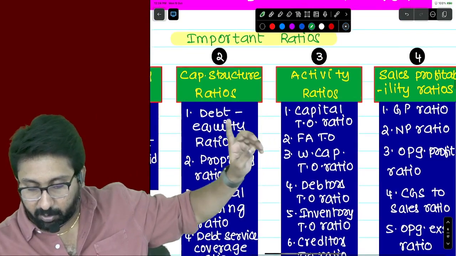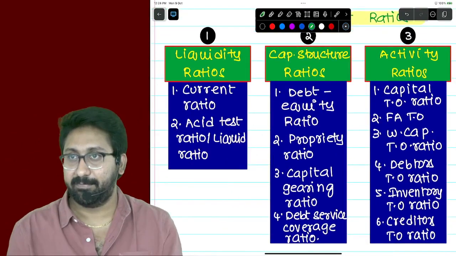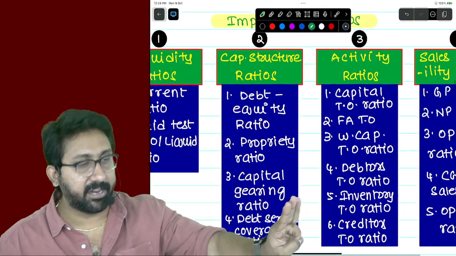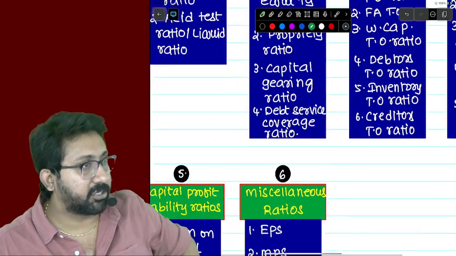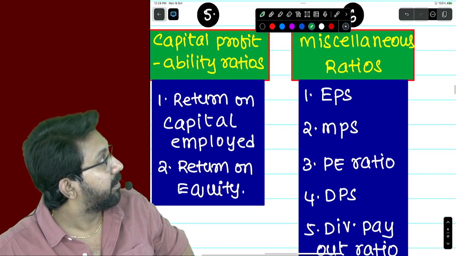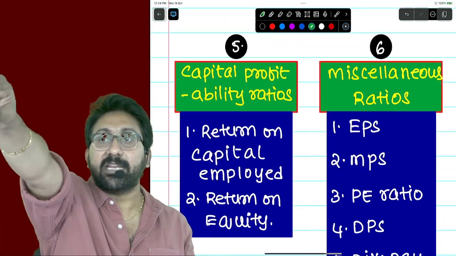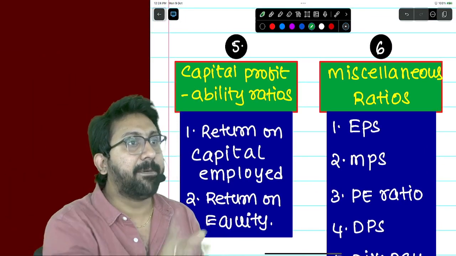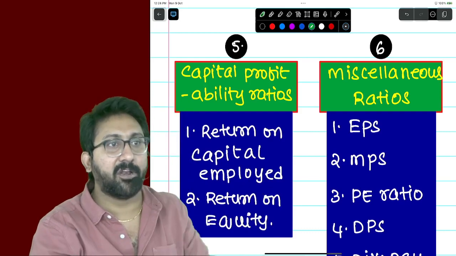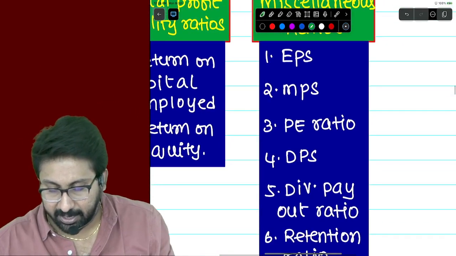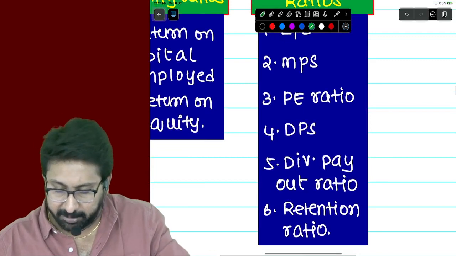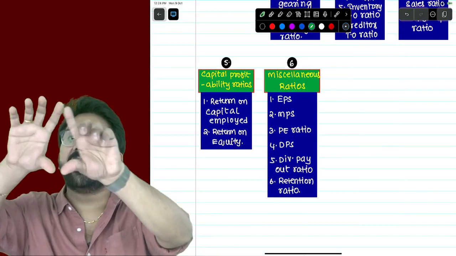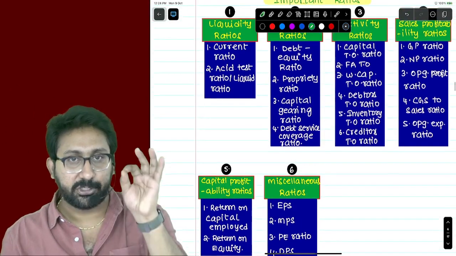So what are the four ratios we just read? Liquidity ratio, capital structure ratio, activity ratio, sales profitability ratio. What is the next one? You should answer, I should listen. Sales profitability ratios, sales is in the denominator. Capital profitability ratio, capital should be in the denominator. Last one, miscellaneous: EPS, MPS, P/E ratio, DPS, dividend payout, retention ratio, all these are the remaining concepts. This is the overall idea of this chapter called ratios.